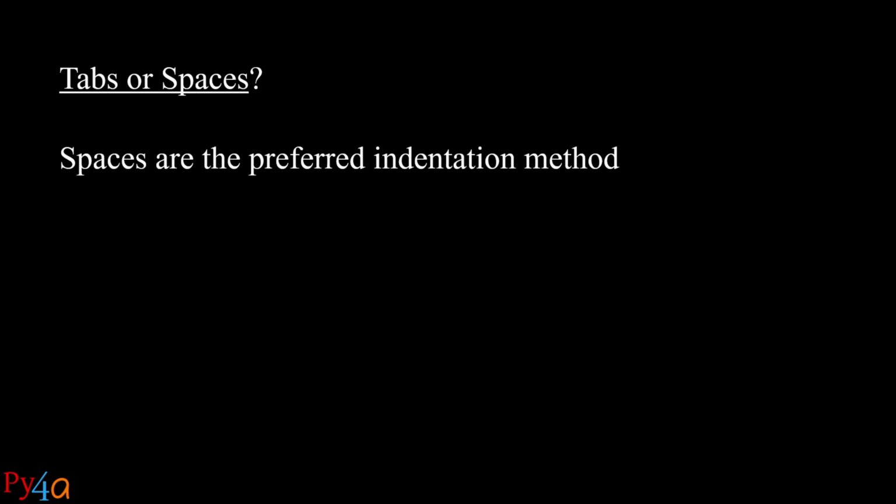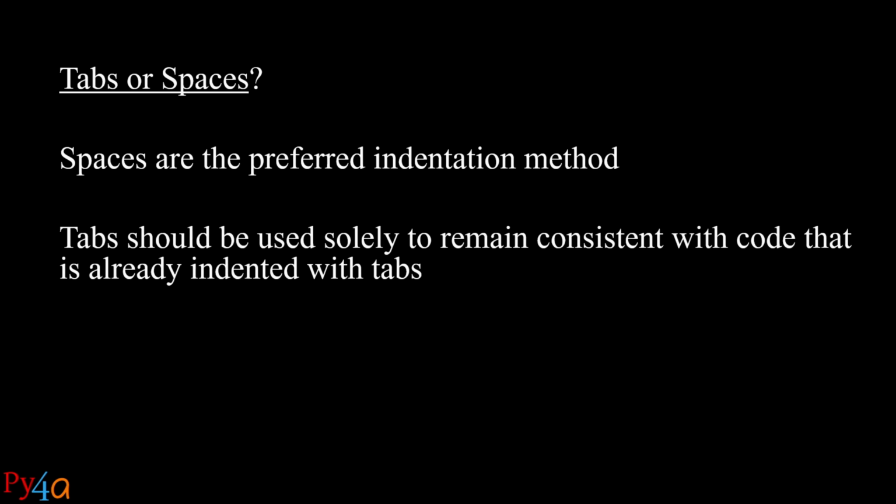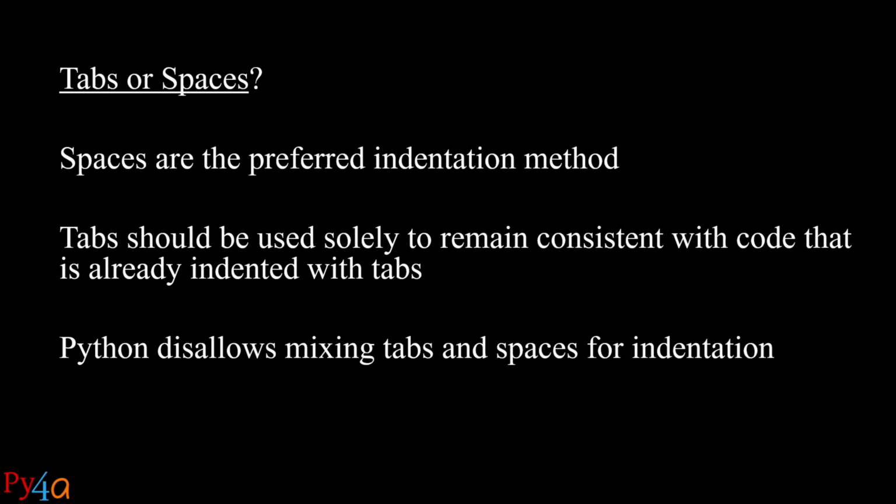Tabs or spaces. Which one does PEP 8 recommend? Spaces are the preferred indentation method. Tabs should be used solely to remain consistent with code that is already indented with tabs. What we mean by this is, if you have code that has already been written with tabs, then you can use tabs to maintain the indentation level. Otherwise, use spaces. Python disallows mixing tabs and spaces for indentation.